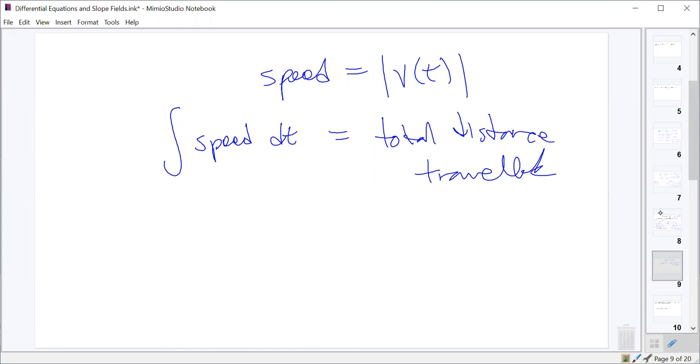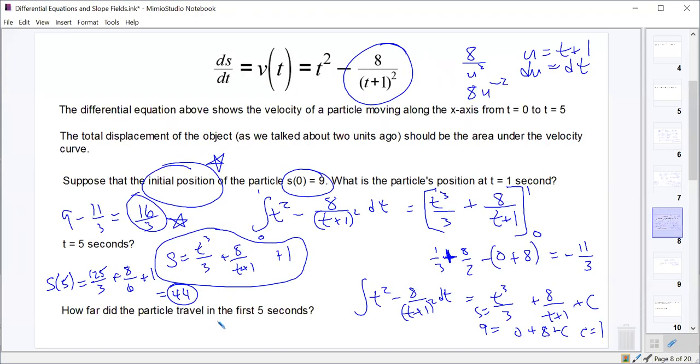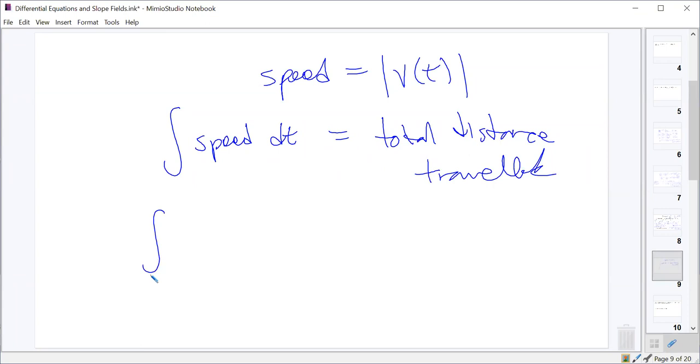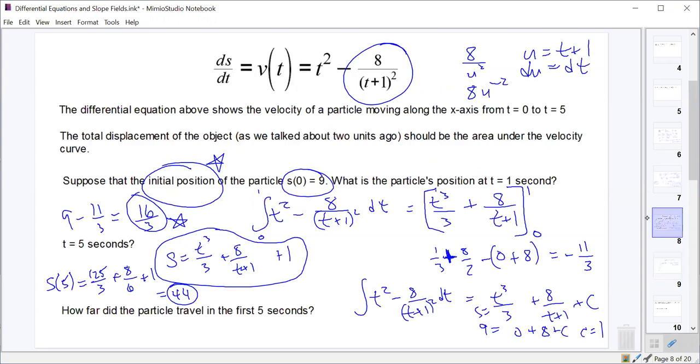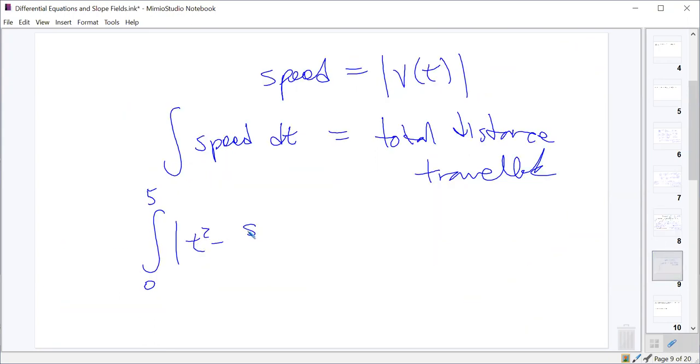And so if we're interested in the total distance traveled in the first 5 seconds of a function that has this as its velocity, all we have to do is take the absolute value of that and integrate it. So we should get the integral from 0 to 5 of the absolute value of, what was it, t squared minus 8 over (t plus 1) squared dt. And your calculator will evaluate that for you. So that's what you guys are going to do real quick, have your calculator evaluate what that is. We'll get a decimal approximation to 3 decimal points and see what we got.